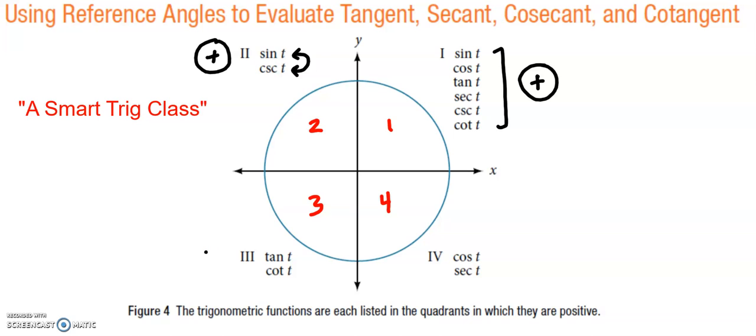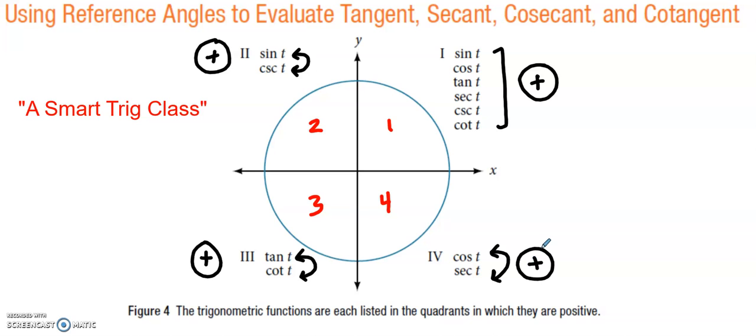Down in quadrant 3, you have tangent and cotangent are both positive. Again, these two are reciprocal functions, so they should be related or have the same sign. And in quadrant 4, you have cosine and secant. Again, exactly the same concept. They're reciprocal functions, and these are positive.